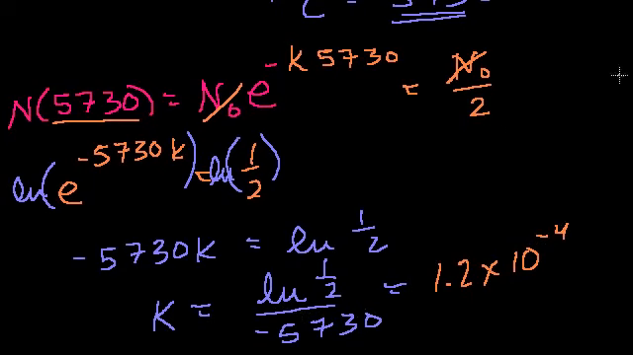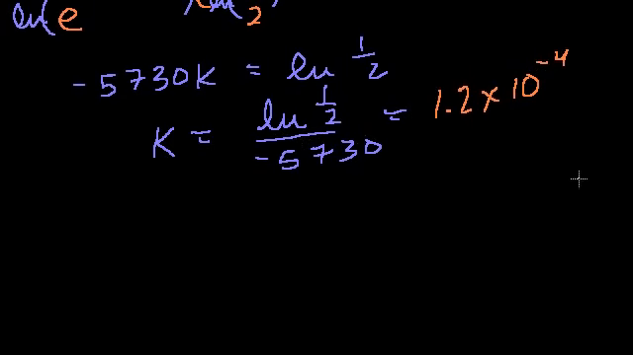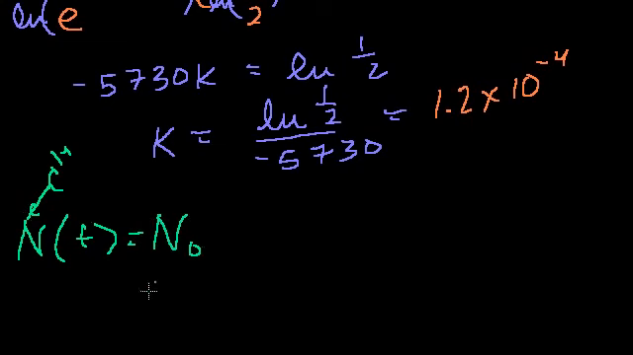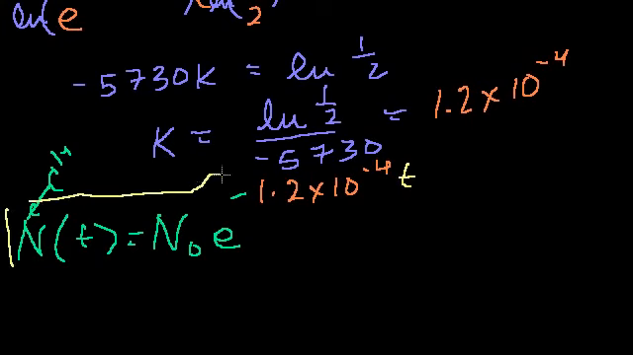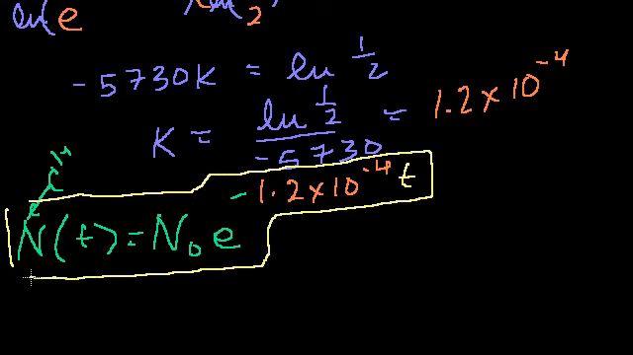So now we have the general formula for carbon-14, given its half-life. At any given point in time after our starting point, the amount of carbon-14 we're going to have left is going to be the amount that we started with times e to the minus k, which we just solved for, 1.2 times 10 to the minus 4, times the amount of time that has passed by. This is our formula for carbon-14. If we were doing this for some other element, we would use that element's half-life to figure out the k value.